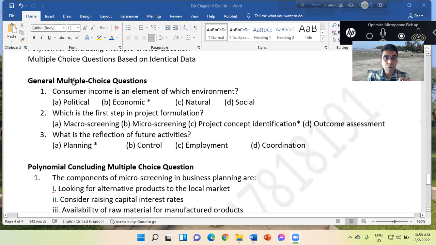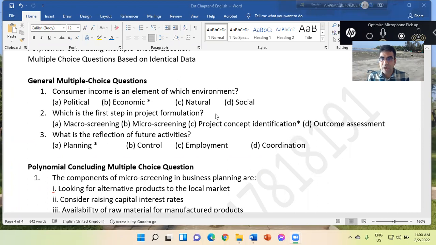Then number 2, look, these types of questions are general multiple choice questions. So number 2, which is the first step in project formulation? আমরা প্রজেক্ট প্রণয়নের জন্য লাস্ট 2 ক্লাসেস এটাই বেশি আলোচনা করেছি, which is the first step in project formulation? Macro screening, micro screening, project concept identification, outcome assessment. Which one? First step is project concept identification, right?